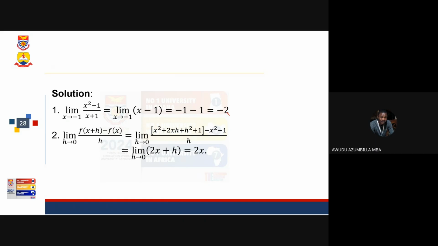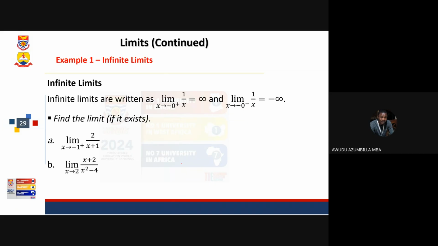Okay, so this is what they have gotten, the limit to be -2. And this one, if you also follow the formula and then expand it, do the cancellation, you are also going to get negative what? 2x. That's the slope.